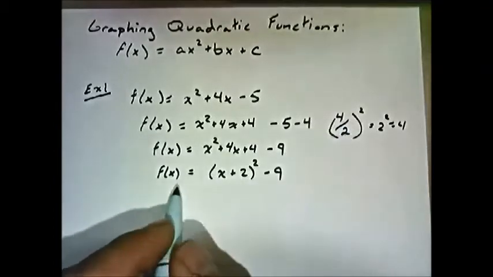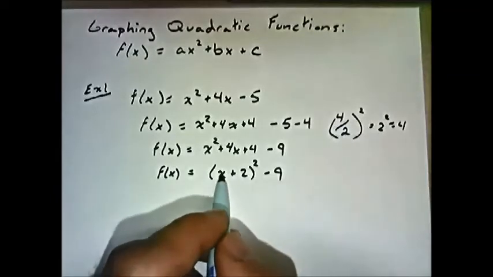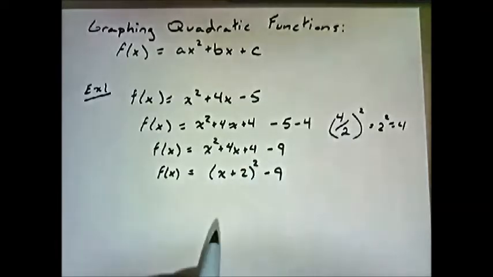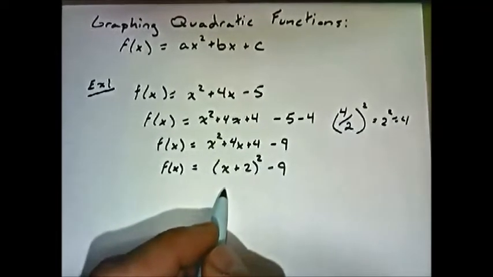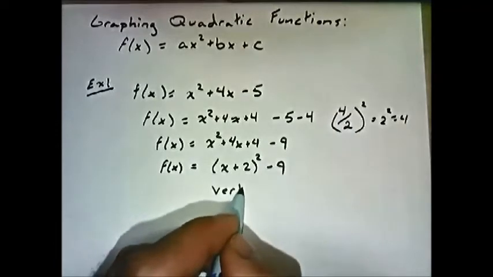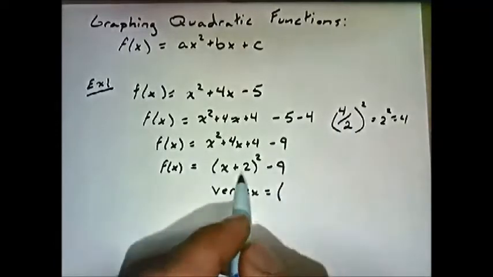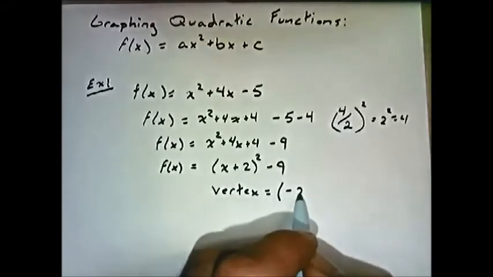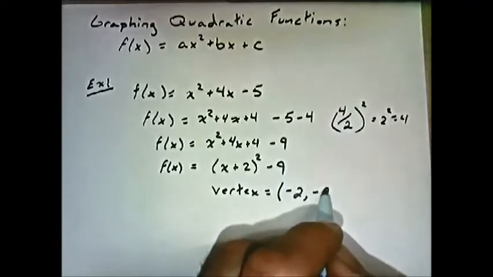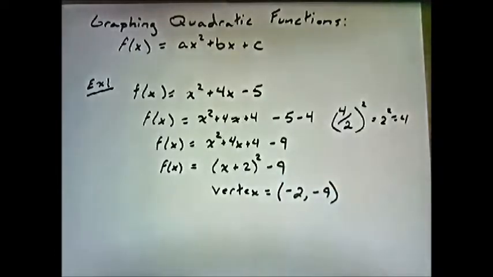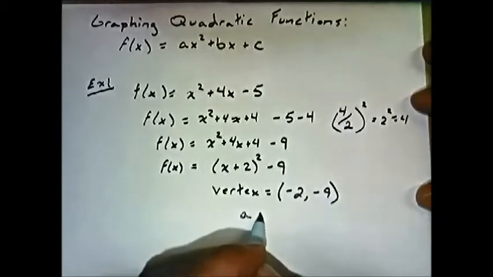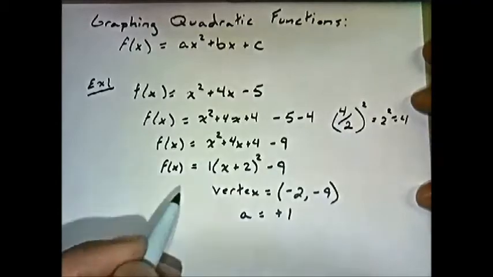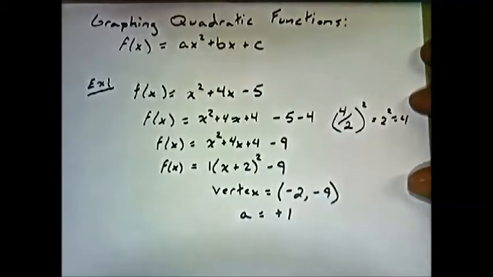Now we're in the form a times the quantity x minus h in parentheses squared plus k. So this gives us our vertex and our a value. So our vertex is going to equal, remember we're taking the opposite of what's with the x, so negative 2, and then the outside number gives us our y value, negative 9. Our a value is a positive 1. Remembering, there's a 1 out here if there's not a number listed.